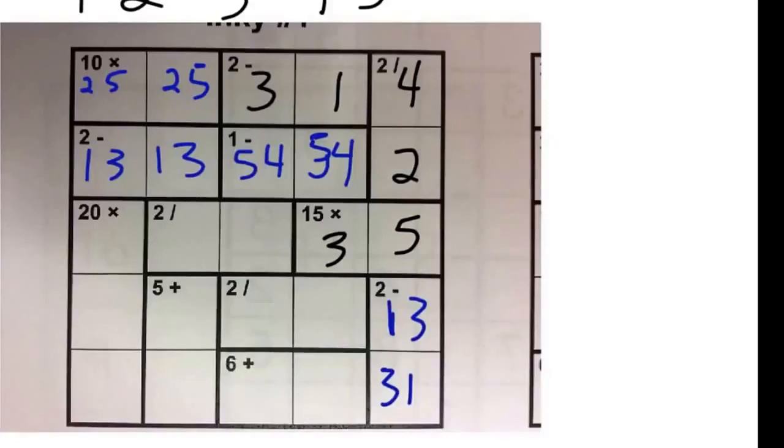Let's go down to this one. We know these ones have to add up to 5. So they could be a 2 and a 3, or a 4 and a 1, or whatever. So I'll stop there, and if you're interested, you can keep on trying to solve this.